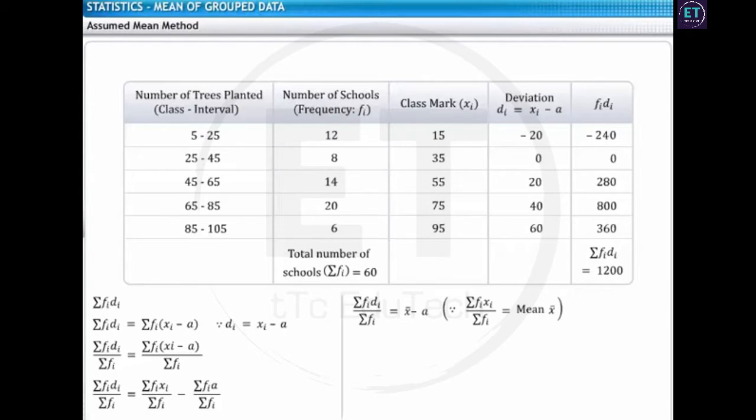Since summation fi xi divided by summation fi is equal to the mean x bar, let's rearrange the equation. Here, x bar is the mean, a is the assumed mean, and summation fi di divided by summation fi is the mean of deviations. Thus, we arrive at a formula where the mean of the given data is equal to the sum of the assumed mean and the mean of deviations.